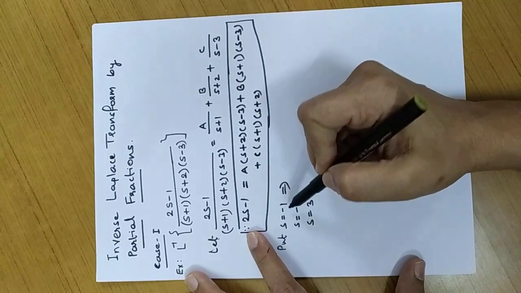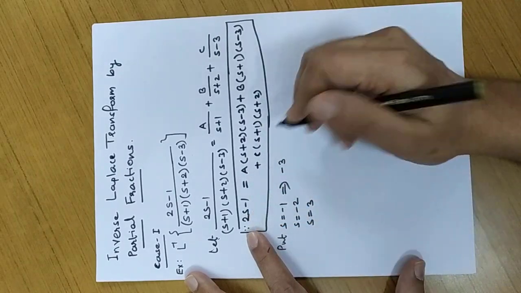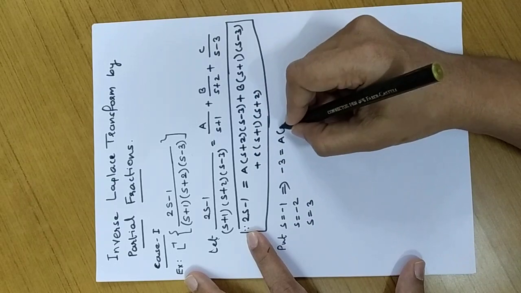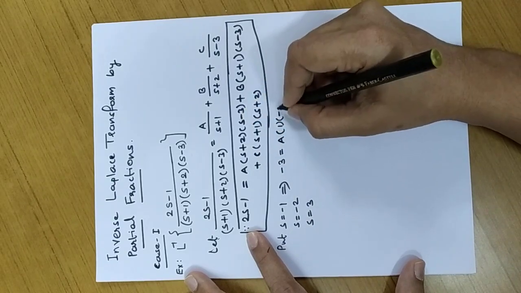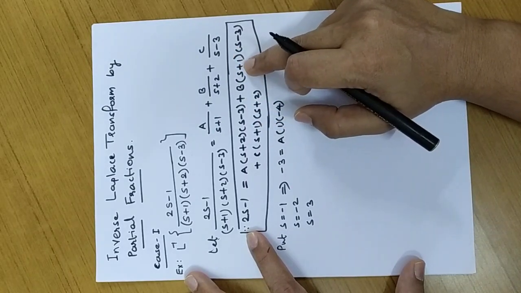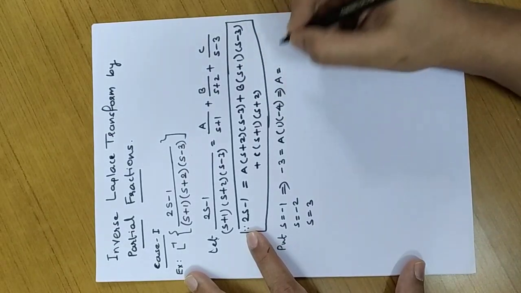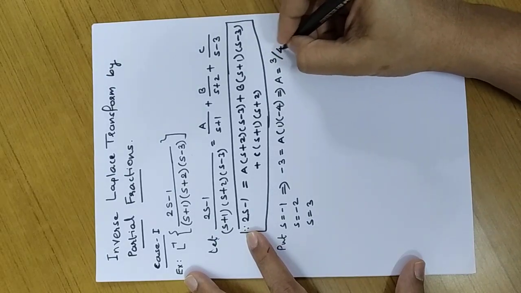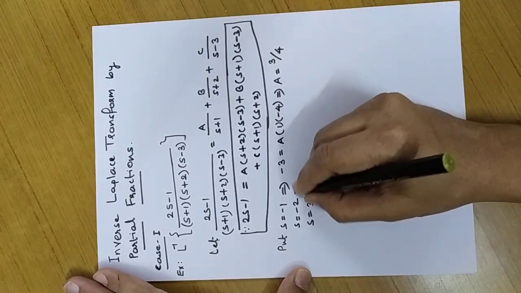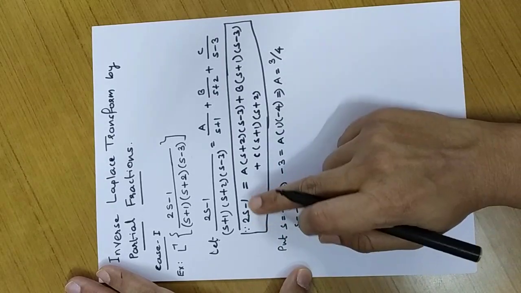By taking s equal to minus 1 on both sides, the left hand side is minus 3. On the right hand side, A times 1 times minus 4, and the other two terms are 0 because they have the s plus 1 factor. From this we get the value of A, which is 3 by 4. Similarly, find the value of B. When we take s equal to minus 2, the left hand side is minus 4 minus 1, which is minus 5.